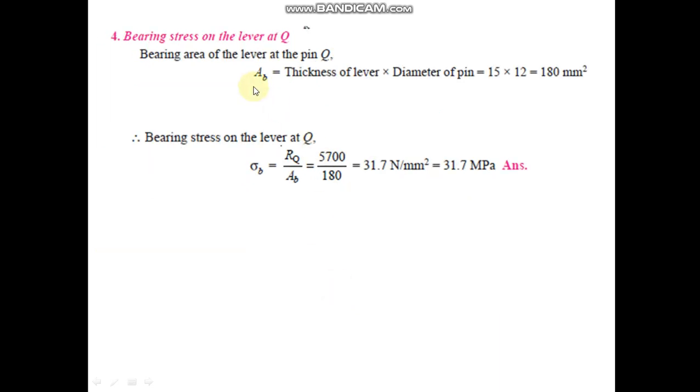And the last, fourth point, we have to find the bearing stress or crushing stress on the lever at Q. Again, stress is force upon area. Force you have calculated at point Q 5700, and area is bearing area or crushing area, which is D into T. Diameter into thickness. Diameter of the pin is 12 and thickness of the lever is 15 given to us. So this is your bearing area. So force upon bearing area will be bearing stress, which is 31.7 megapascal.